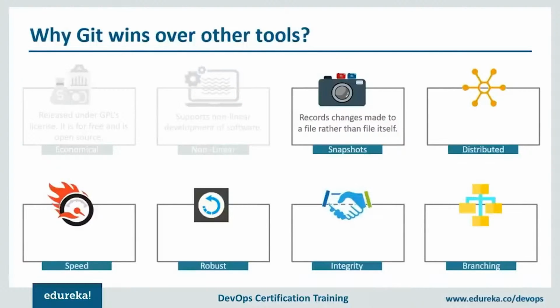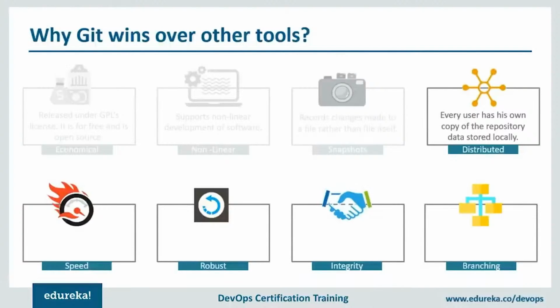Next coming up in the list, we have Git providing the concept of snapshots. Git records the changes made to the file rather than changing the file itself. So as I told you in the example before, if a web page was added and some photos were added in it, Git would maintain a snapshot of the photos that were added in the new web page.